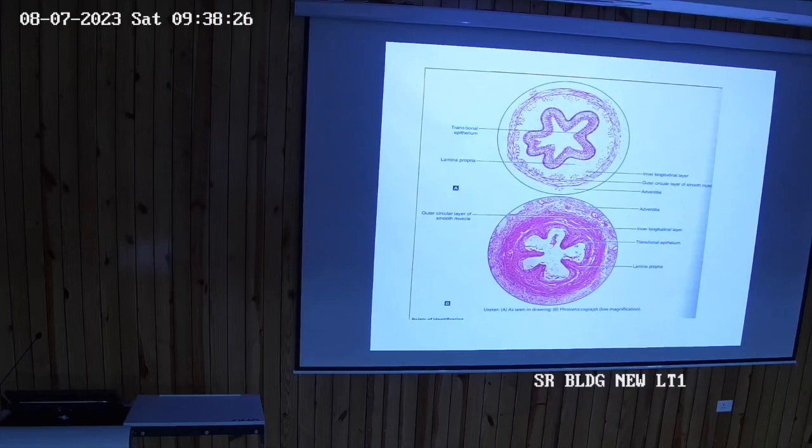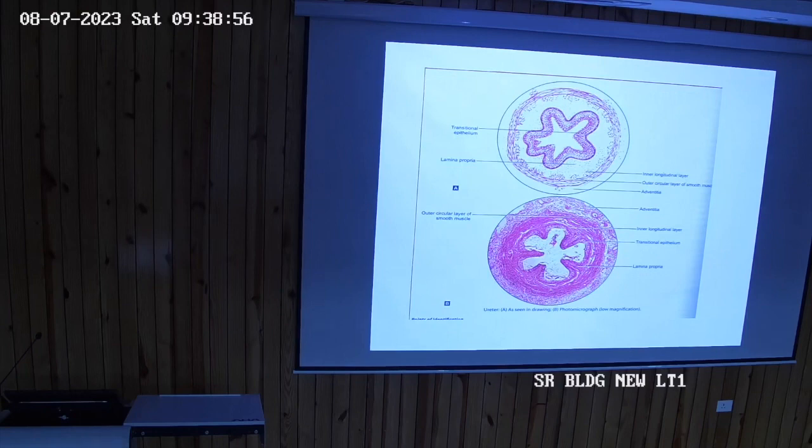Ureter. Very easy to identify. I never noticed that none of the students identify. Every student identifies this slide. But problem arises on the viva. When we focus the slide, you will see this picture, star-shaped lumen, surrounded by the lamina propria part and the muscular layer.